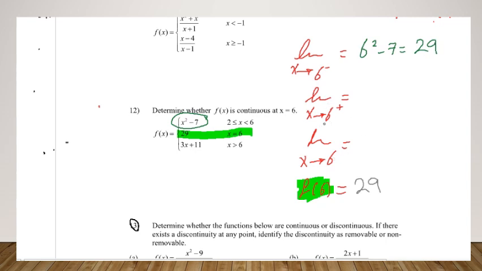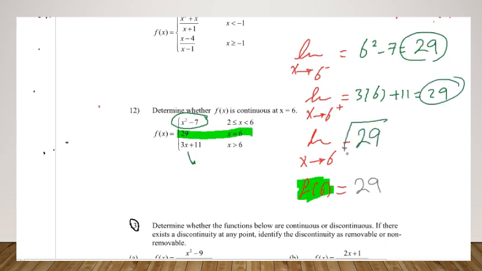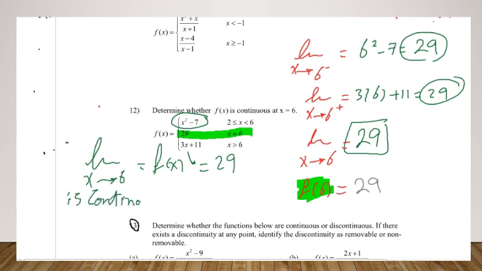And for the limit of x tends to 6 from the positive side, I'm going to replace it here: 3 times 6, which is equal to 29. So the limit from the left is equal to the limit from the right. So the limit of x tends to 6 is 29. So the limit as x approaches 6 is equal to the value of the function, which is 29. So the function is continuous at x equals 6.